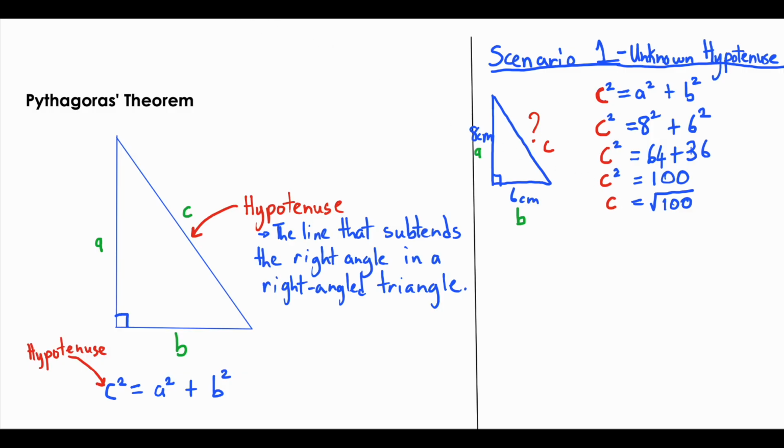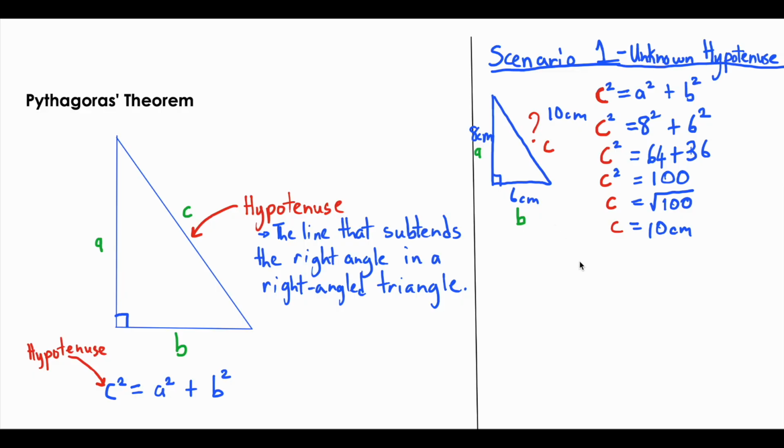Exactly. So the square root of 100 would be 10. So we know that this here is 10 centimeters. So here is 10 centimeters. Now, the reason we did the square root is because that's the opposite of squaring.